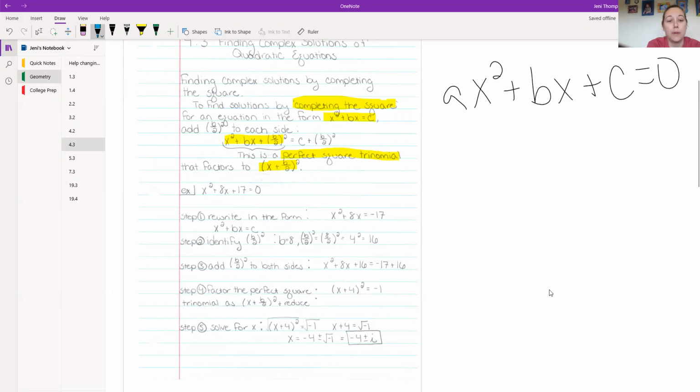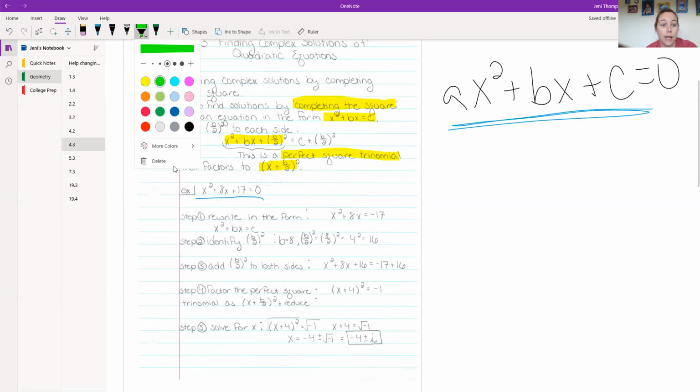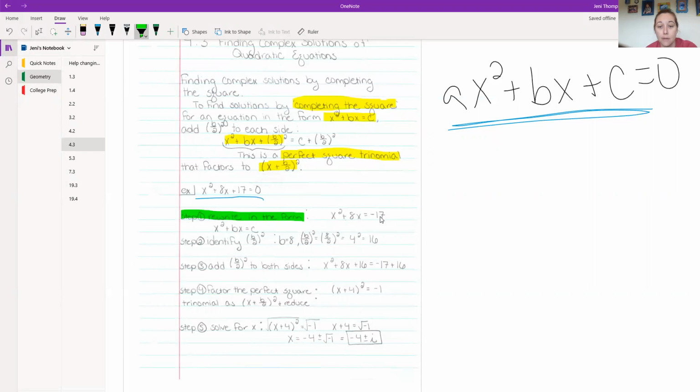Here's our example. We've got this equation, and it's in the typical form, which means we need to move that c to the other side of our equal sign. So step one, we need to rewrite in this form, which moves that c to the other side. So here we've got that. We've moved our c to the other side.